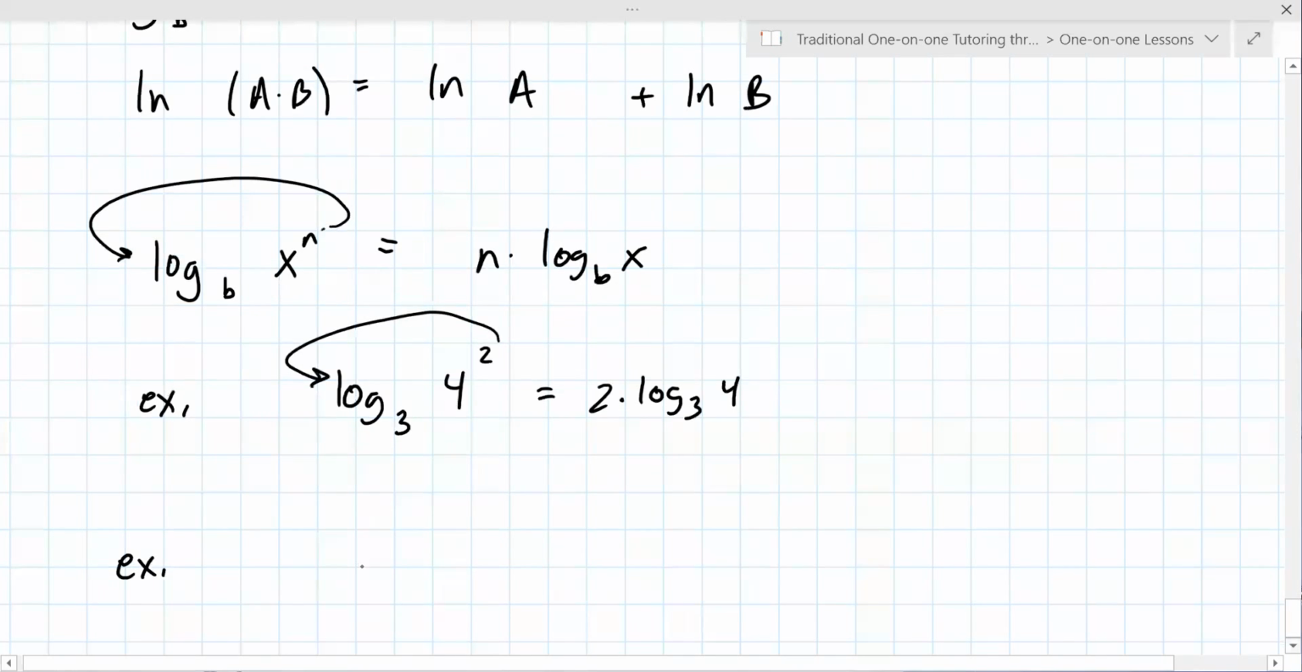I give you another example. Let's say it's log base 5 of x to the 8th. This 8 comes out in front. So it's 8 times log base 5 of x. You see that?